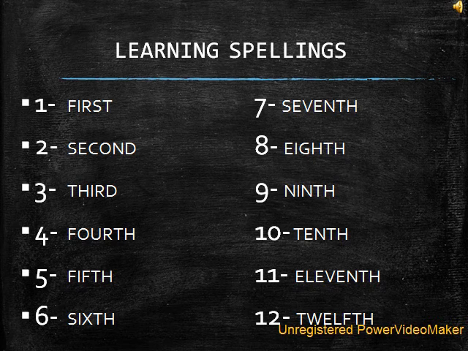So spelling of 12th is T-W-E-L-F-T-H. 12th. Okay, we will not call it as 12th every time. The sound will be small. 12th. You can again repeat this portion of the video and learn the spellings again and again. Okay.